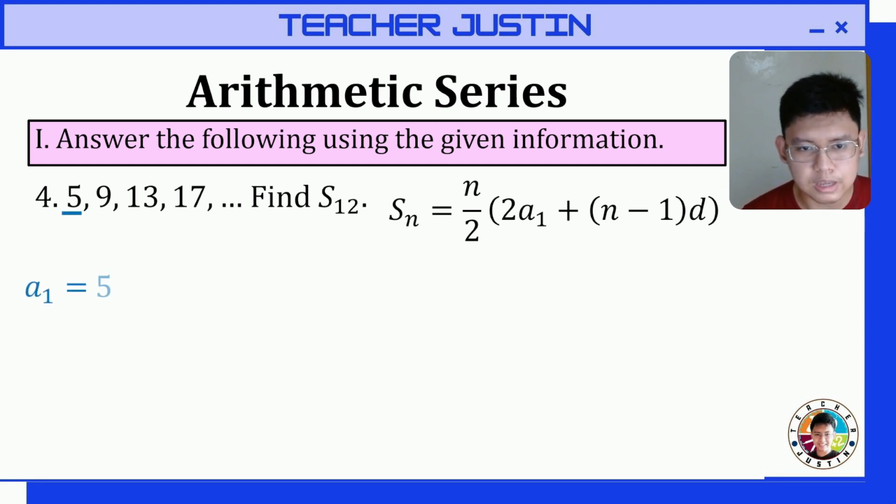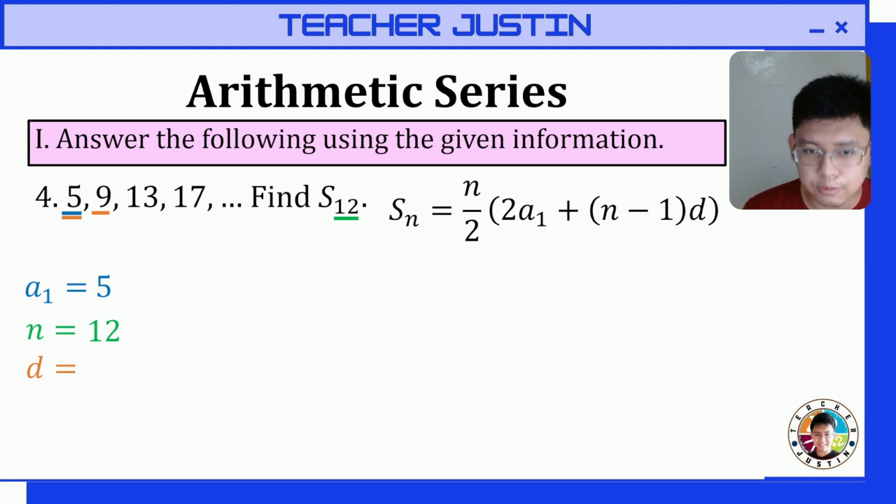Our first term is equal to 5. Our number of terms is 12. Our common difference, para makuha yung common difference natin, we have to subtract the first term from the second term. So, 9 minus 5 is equal to 4. Now, nakuha na natin itong mga given na to. Let's substitute them to our formula.